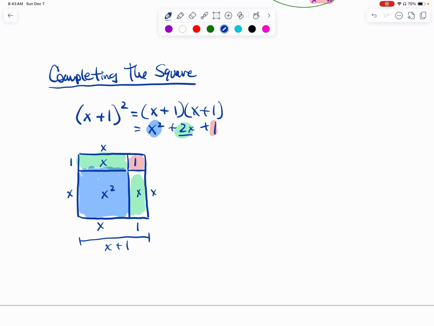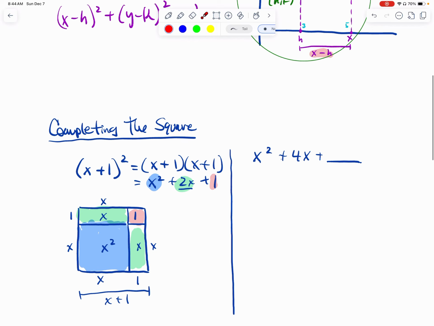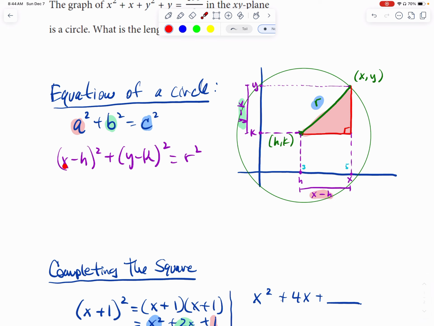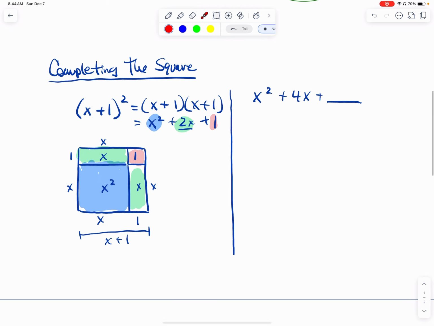Okay, now really what you want to do though is you want to work that process backwards. In other words, you have this. You have x squared plus 4x, and you want to figure out what is the constant number, in this case it was 1, that you would have to add to the rest of this quadratic in order to complete the square. Complete the square, that's like this, right? We want to turn it into a square of a binomial. Why do we want to do that? Well, so that we can turn this into an x minus h squared plus a y minus k squared for the equation of the circle, okay?